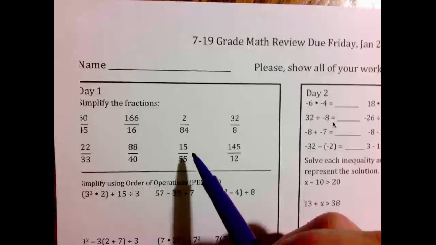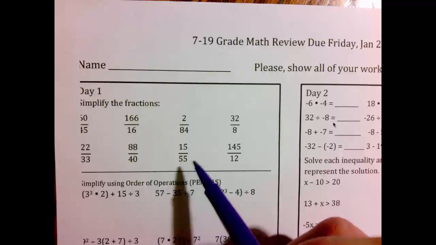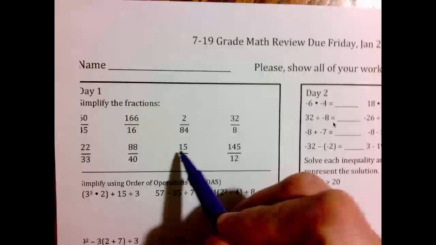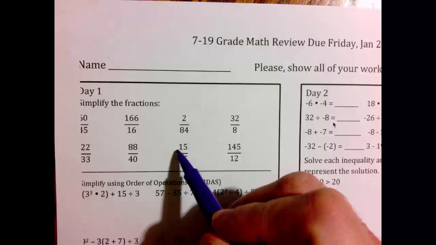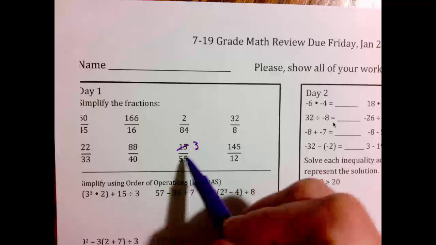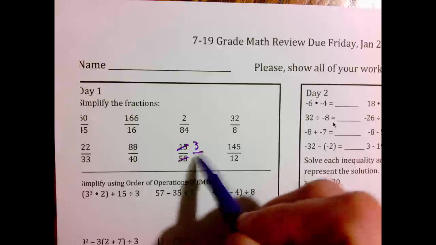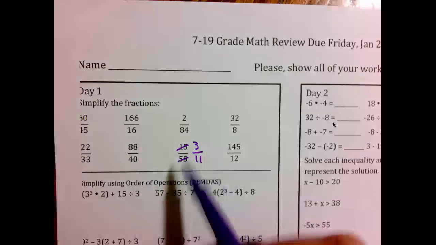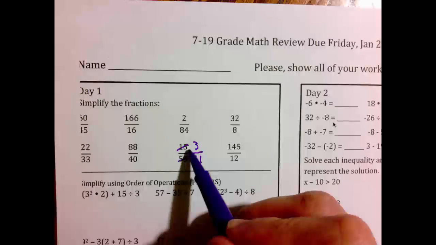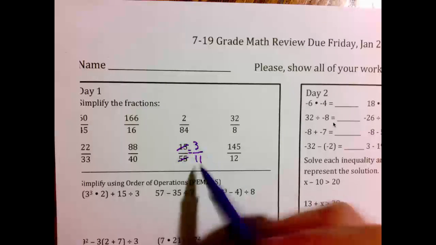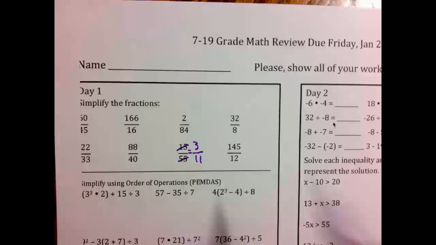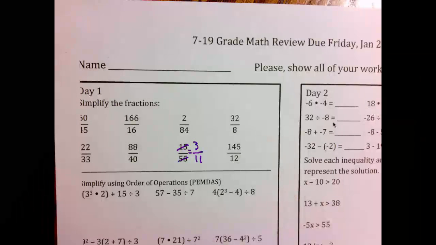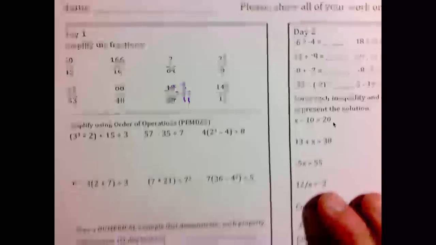For instance, 15 over 55, 5 divides both of these numbers. 5 goes into 15 3 times and 5 into 55 11 times. What we're saying is 15 over 55 is equal to 3 over 11. These fractions are equivalent. Alright, I think you can handle that first section of problems.